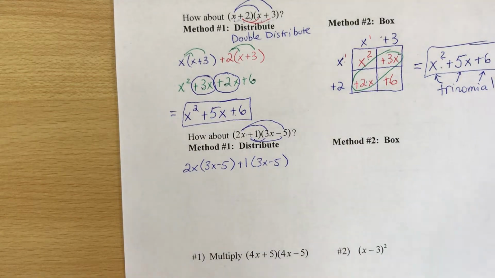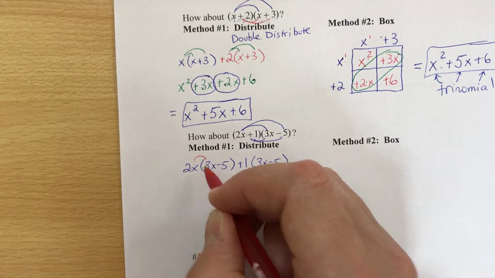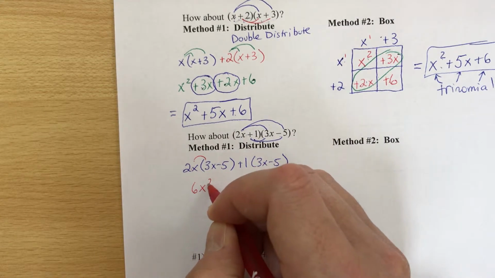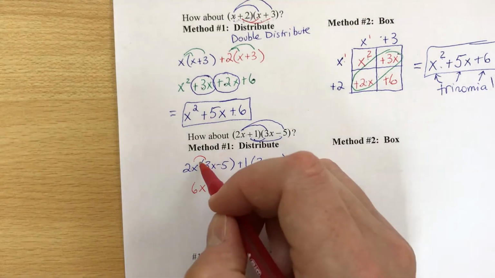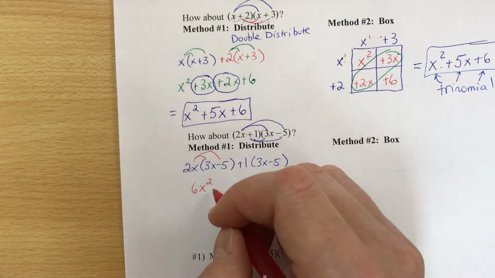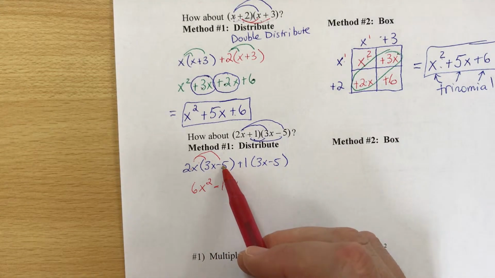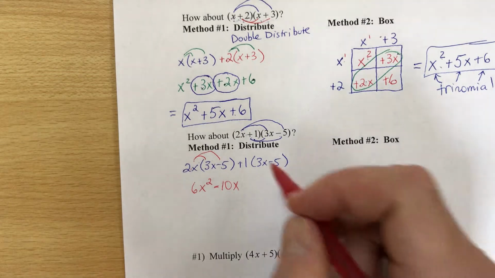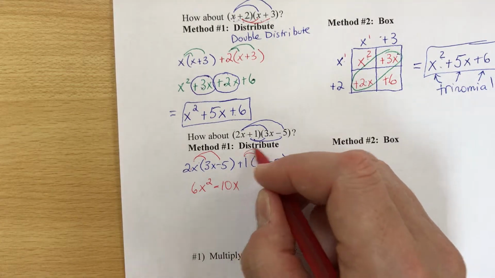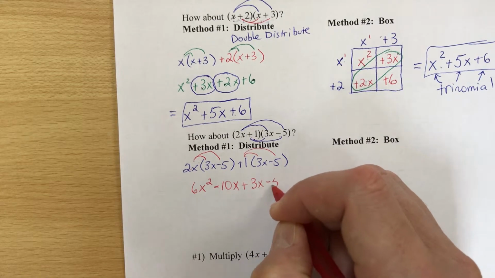And now we'll go to work here. We're going to distribute. 2x times 3x is 6x raised to the second. Add the exponents. 2x times negative 5 is minus 10x. You have to be aware of the minuses. You got to be real careful. Okay, and then here we'll distribute 1, but 1 times anything is the same thing back.